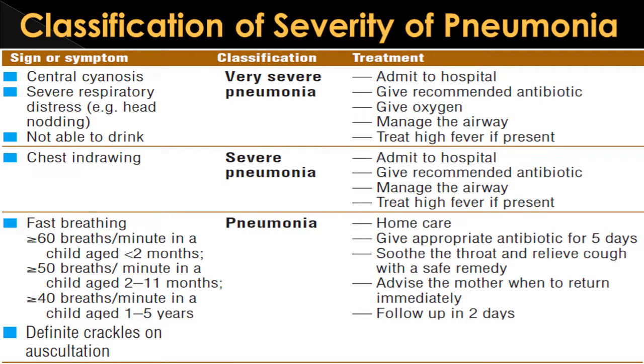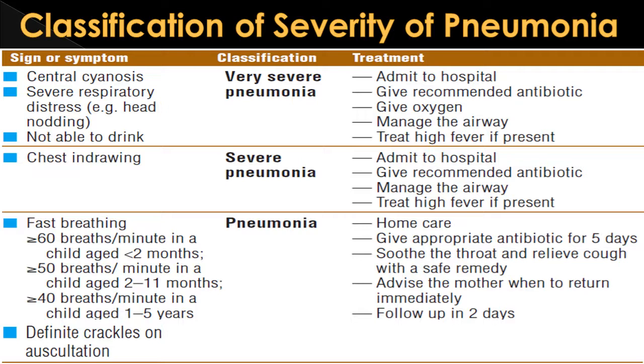Starting from pneumonia, from below upwards: if the child has fast breathing, which we have already defined, and definite crackles on auscultation, this is classified as pneumonia. Even a child with pneumonia can be given home care. Give an appropriate oral antibiotic, penicillins, ampicillin, amoxicillin, and soothe the throat and relieve cough with a safe remedy.